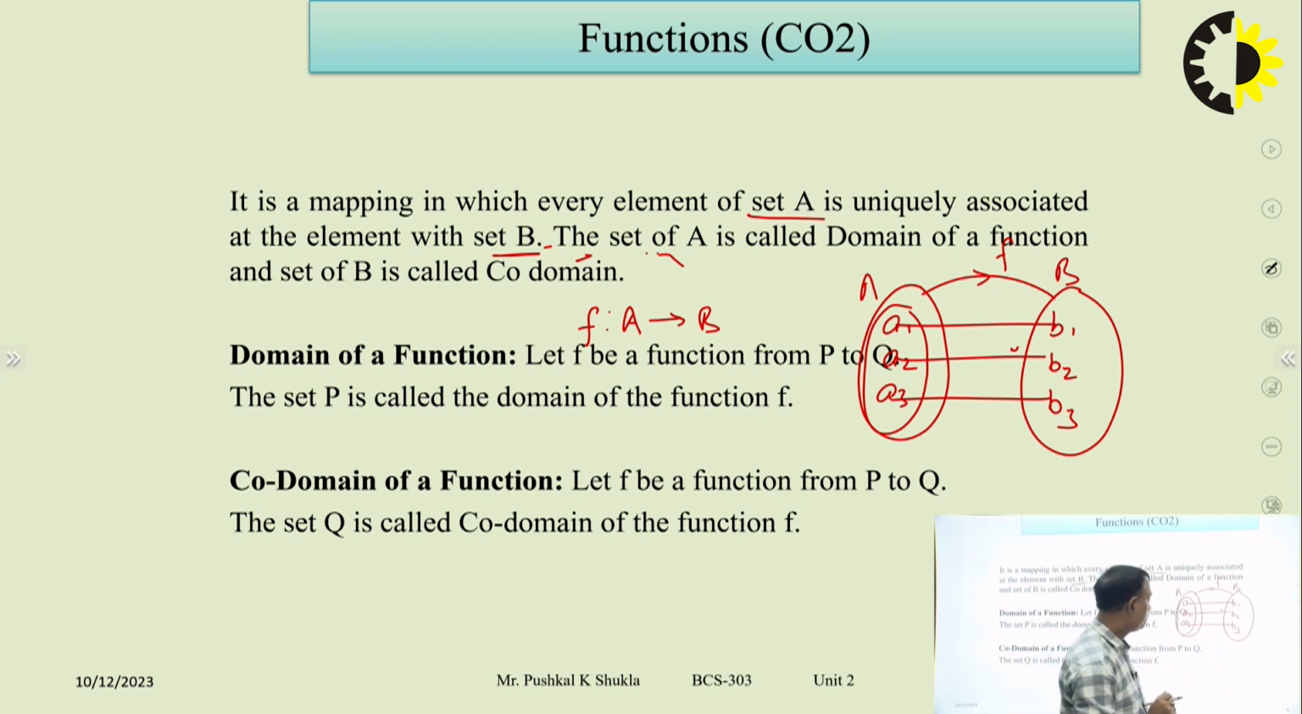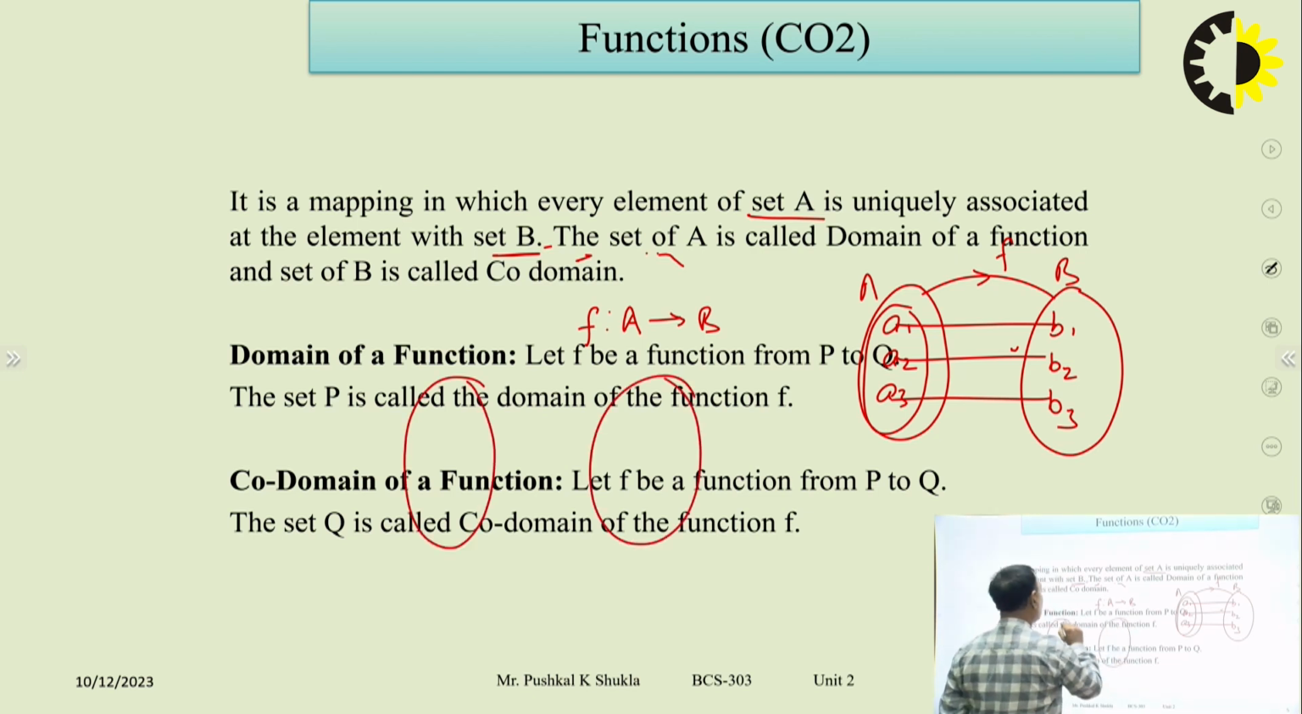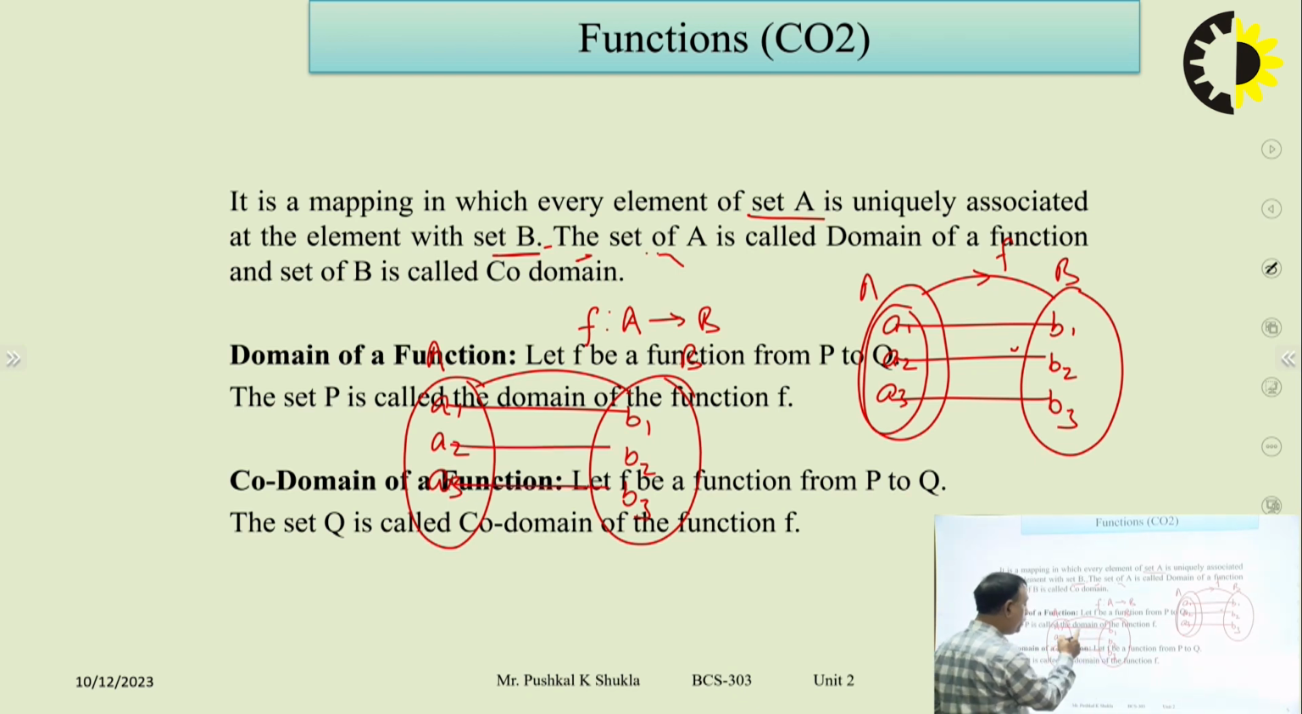Just for example, this is set A and this is set B. The elements are A1, A2, A3 and B1, B2, B3. All the elements of A are related to elements of B, and each has only one image, that is, a unique image. So, here all the elements are related, and A1 has only one image B1, A2 has only one image B2, A3 has only one image B3.